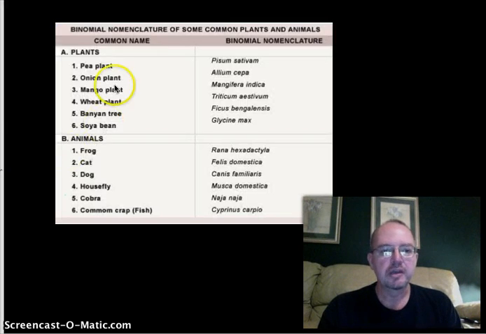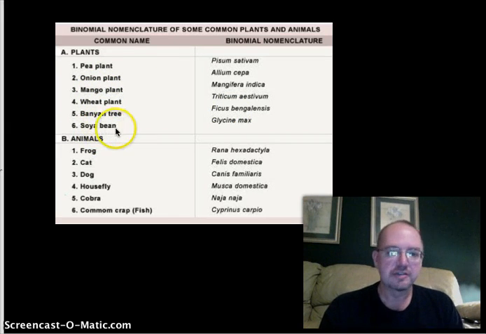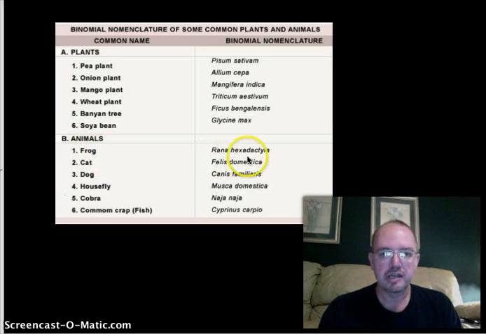Now here we are. Here we have several plants: peas, onions, mangoes, and so on. And here's what their binomial nomenclature is. You can see we have all these Latin names that go all the way down to soybeans. I imagine that's soy despite the A there. Although I wonder about the typing capability of whoever typed this in as we go down to animals. We have frog, which is a Rana hexadecta.